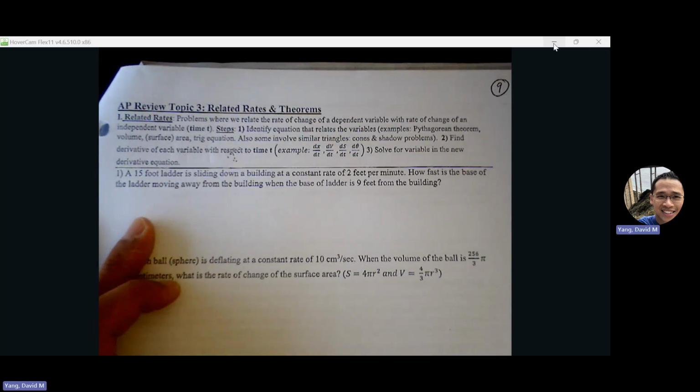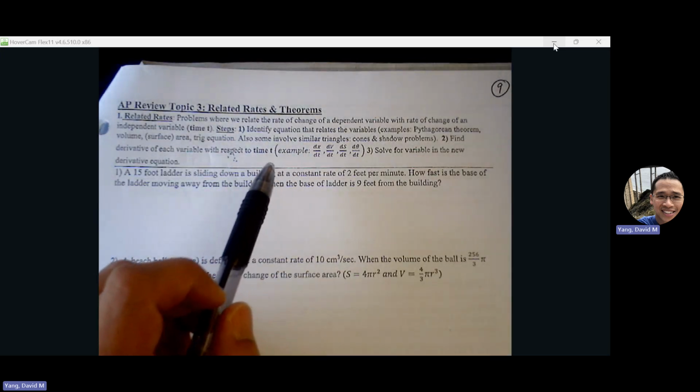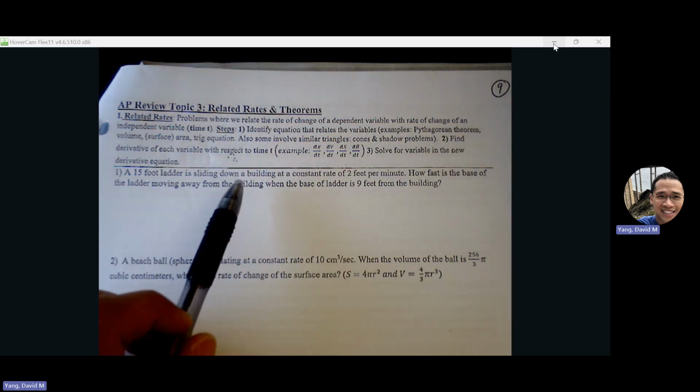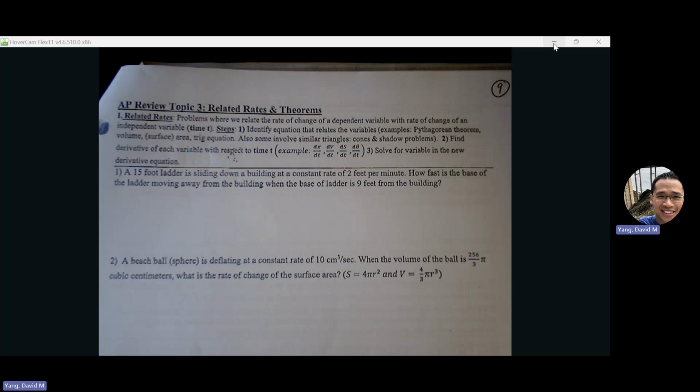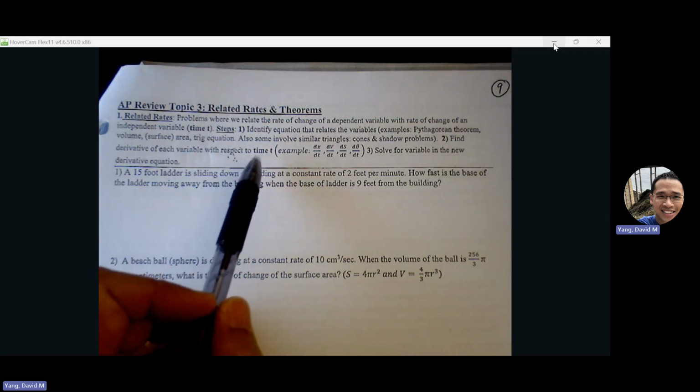Now, if you remember with implicit differentiation, we had to do something a little different with y variables, right? We had to attach that dy over dx as soon as we took y's derivative. With related rates, it's kind of the same idea, but now every variable is getting impacted with something additional. It's not just the y's, it's the x's, it's the y's, it's the r's, it's the s's. Every variable gets impacted by time.